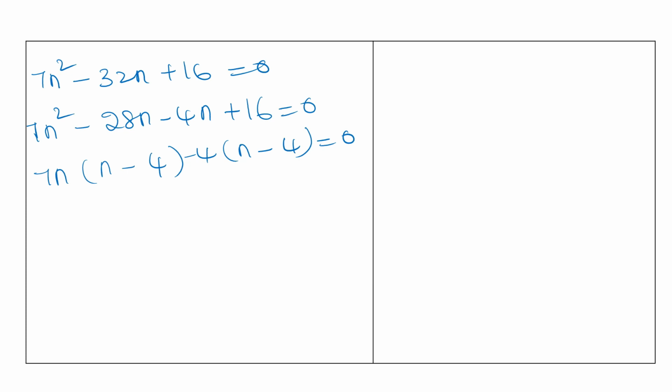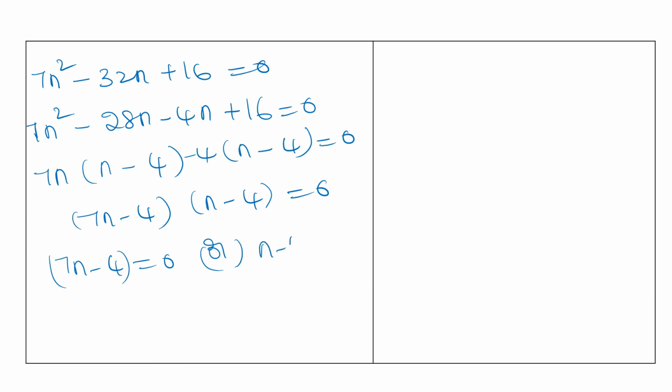So here overall n minus 4 is a common term. So 7n minus 4 into n minus 4 is equal to 0. Either 7n minus 4 is equal to 0 or n minus 4 is equal to 0. So we are getting n is equal to 4.